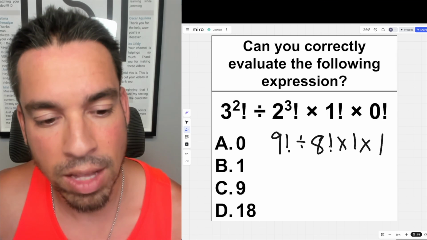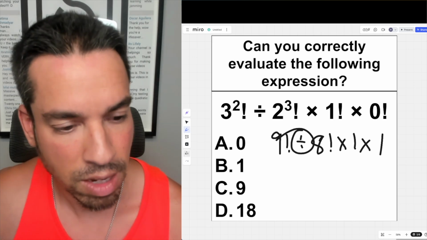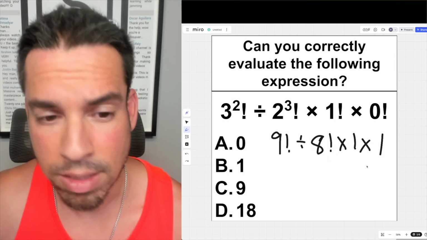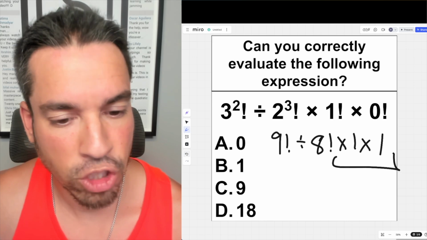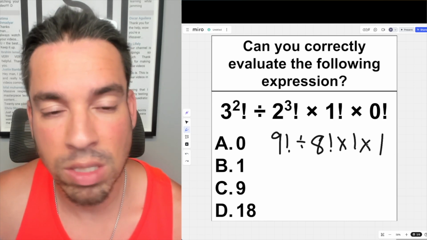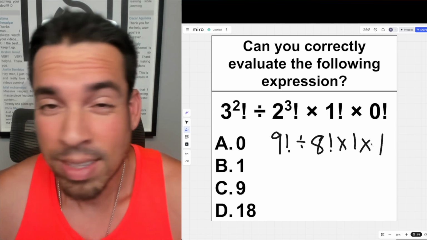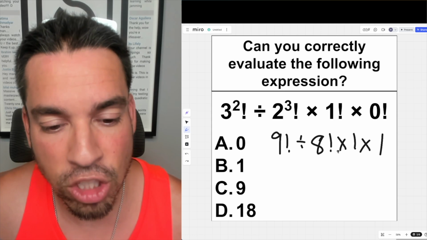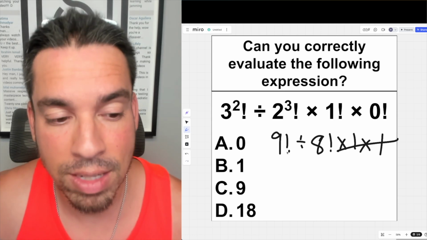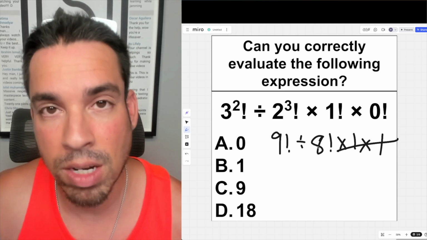Because once we evaluate these two, we're going to divide next. Then we're going to multiply and multiply. And these multiplications are actually irrelevant. So times 1, it's just multiplying by 1. It's not going to change anything. So we're going to just get rid of this. We don't have to worry about it. Now we've got this 9 factorial divided by 8 factorial.